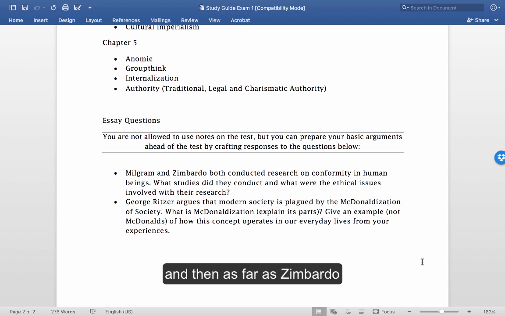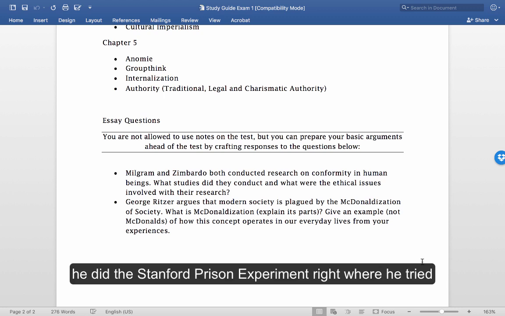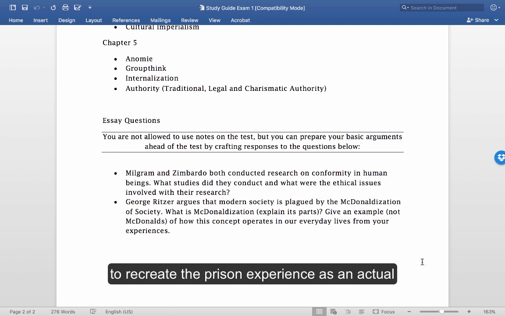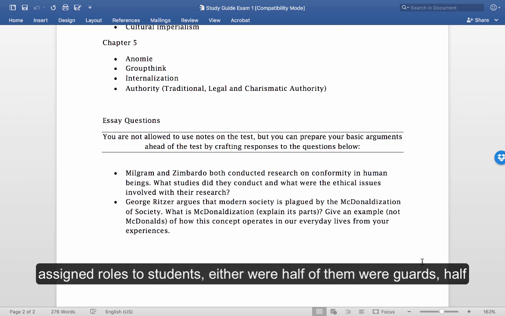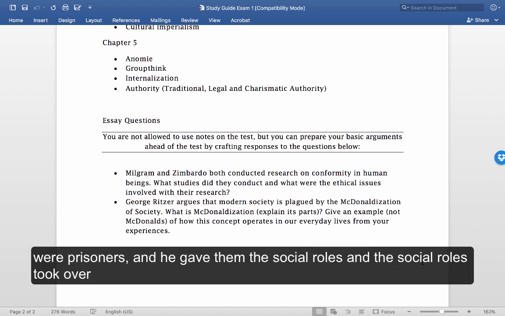And then as far as Zimbardo, he did the Stanford prison experiment, right, where he tried to recreate the prison experience as an actual underground room within Stanford. And he assigned roles to students, where half of them were guards and half were prisoners, and he gave them the social roles.